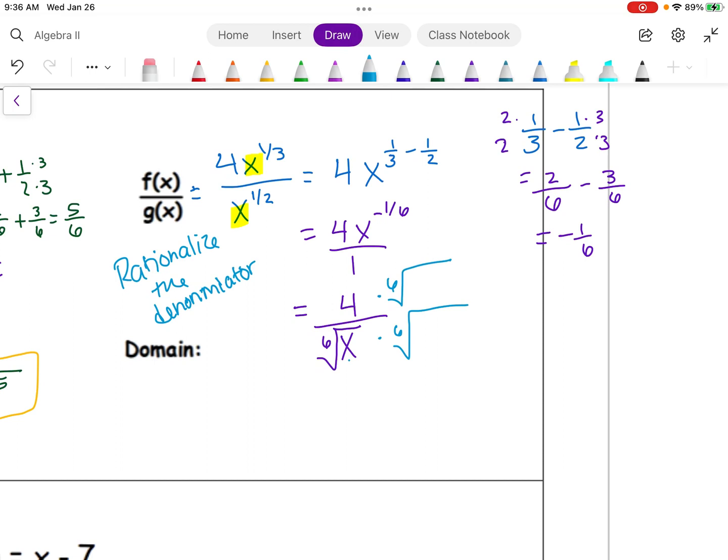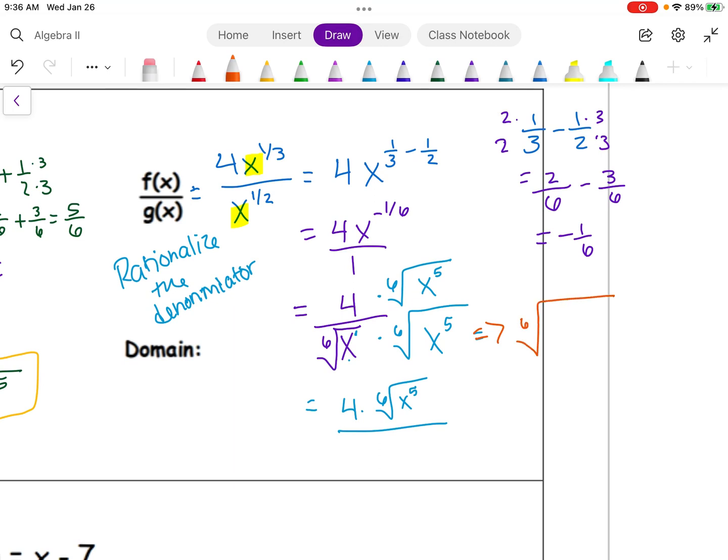So if I have x to the 1st power, I would need 5 more x's in order for this to simplify. So I'm going to multiply by the 6th root of x to the 5th. Well, then my numerator is just 4 times the 6th root of x to the 5th. And my denominator, here's what happens.